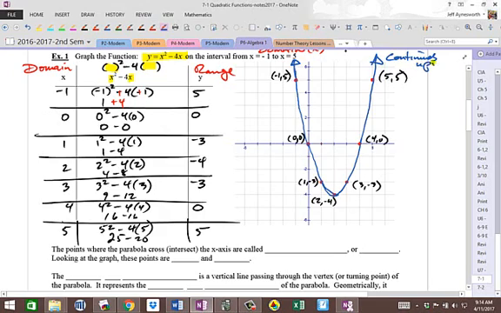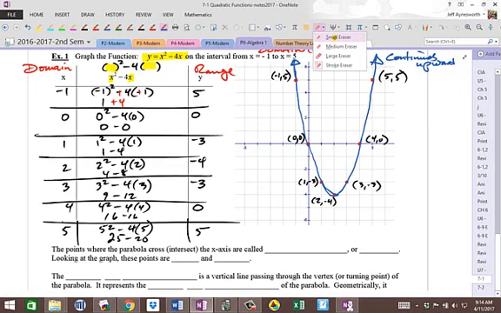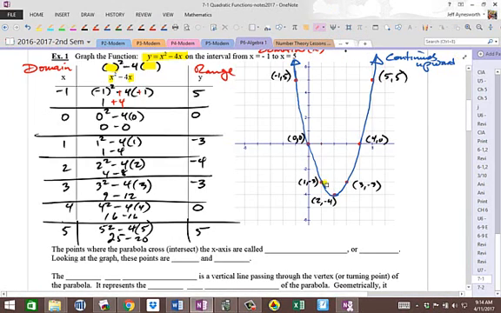Continues upward. Okay. And then, let me just clean this up a little bit here. There we go. Okay, so notice that it passes through all the points, and we have a smooth U-shaped curve. So let's write that down.